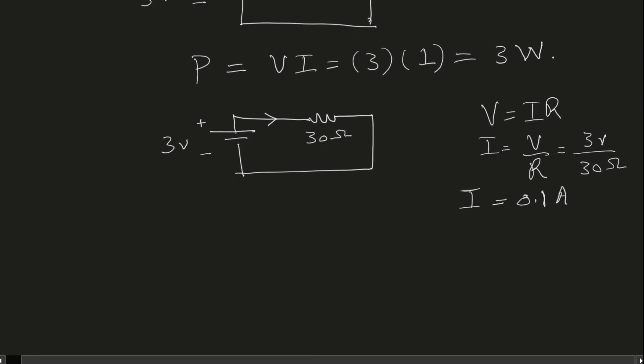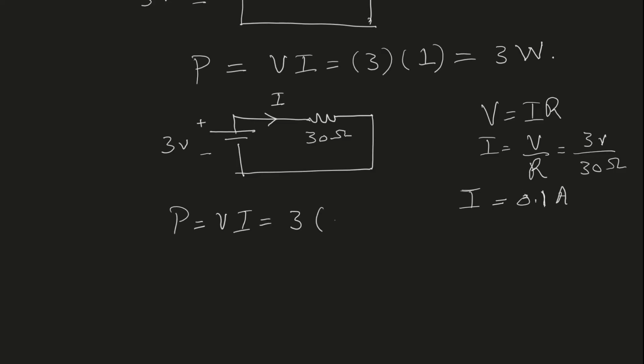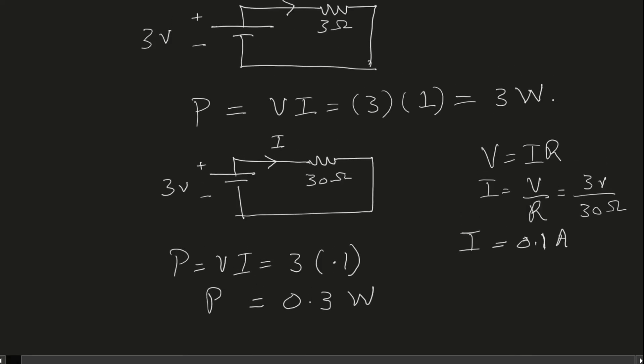So, with this current now flowing through the circuit, how much power is this battery producing now? So the power again is V times I, and voltage is 3, current is 0.1. So now we are producing only 0.3 watts. So this is just to explain that the amount of power a battery will deliver is of course dependent on the load. We call it the load or the resistance that the battery is seeing.